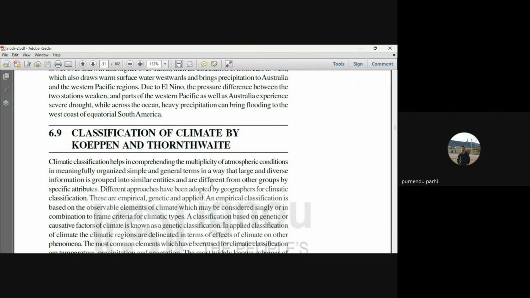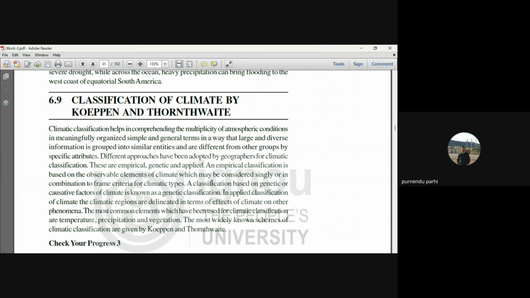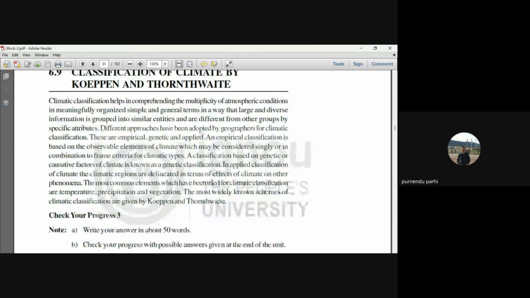Then the classification of climate by Koppen and Thornthwaite. Climatic classification helps in comprehending the multiplicity of atmospheric conditions in meaningful, organized, simple, and general terms in a way that large and diverse information is grouped into similar entities and different from other groups by specific attributes. Different approaches have been adopted by geographers for climatic classification.